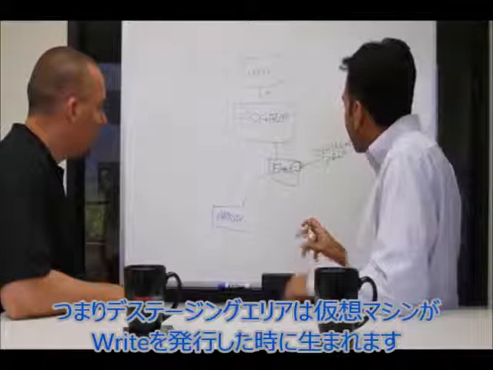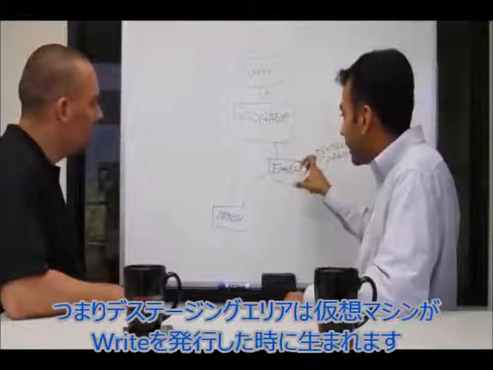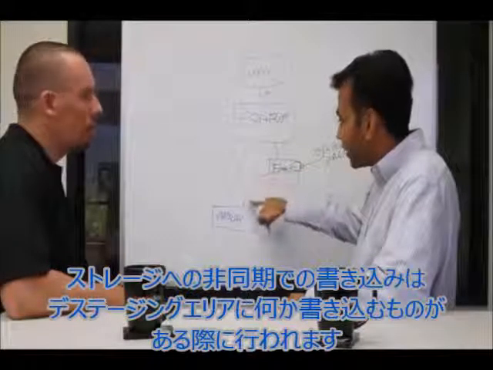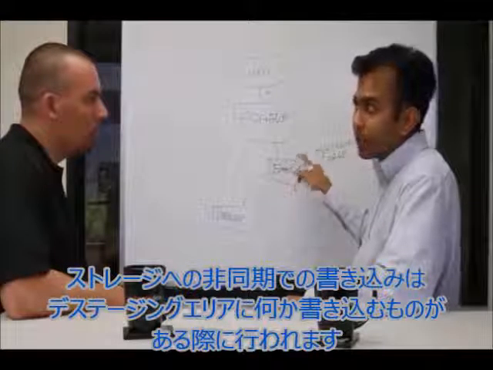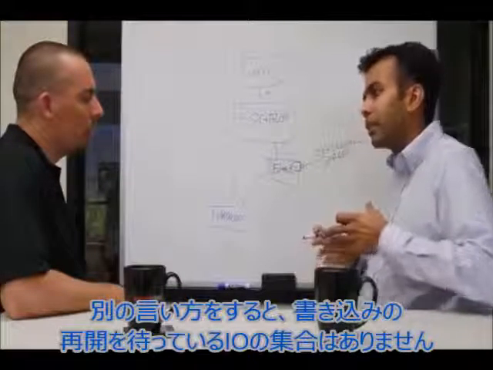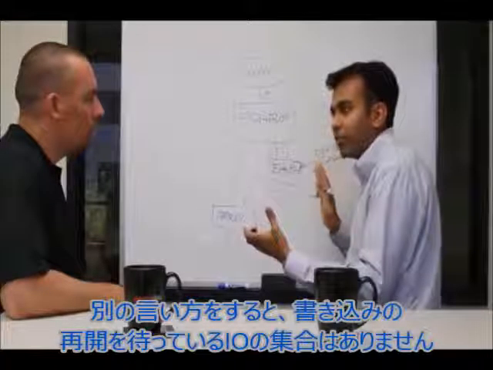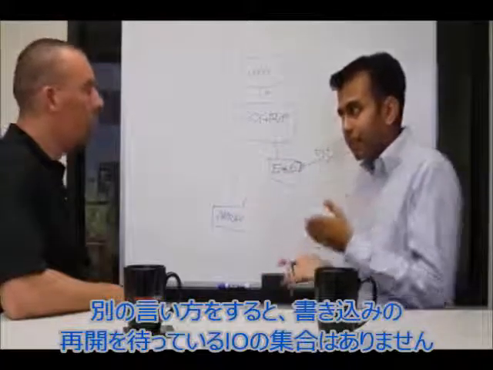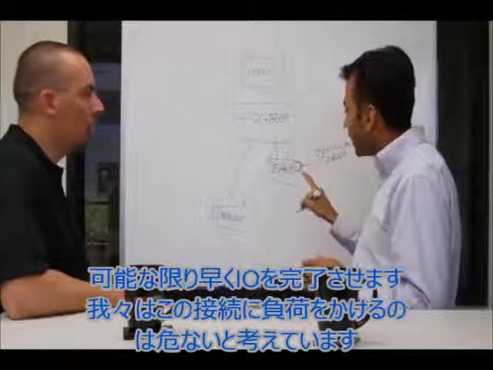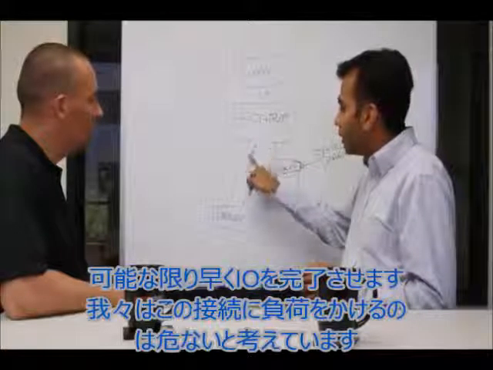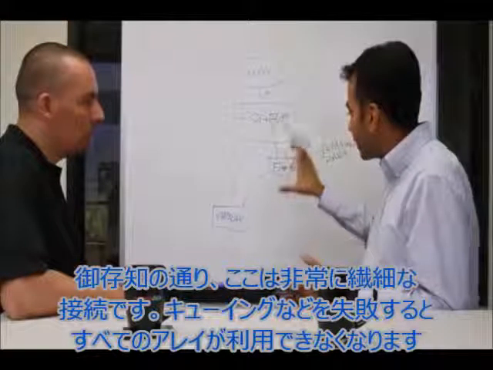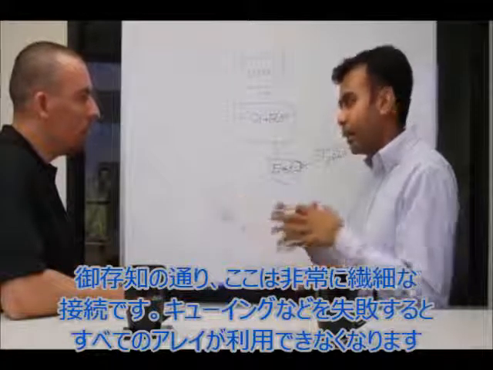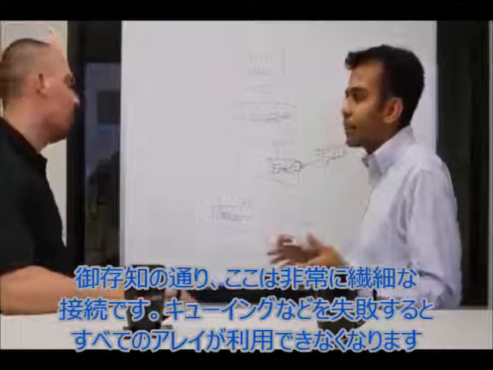Yeah. And so the way we do it is the de-staging area is active as soon as the VM does writes. And this asynchronous write out to the array is active as soon as we have something in the de-staging area. So in other words, there's no collection of IOs that we wait for before we start writing. It starts as soon as possible. The only thing we take care of is to not overwhelm this connection, because as you know, it's a fragile connection, and if you try to perturb the queuing, then the array is just going to be overwhelmed.